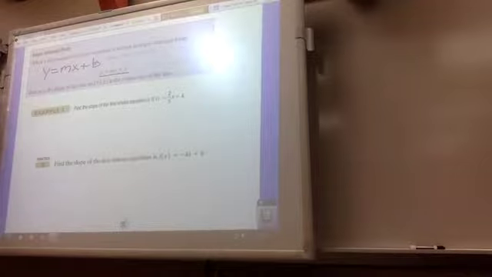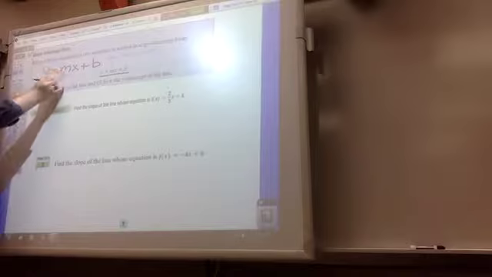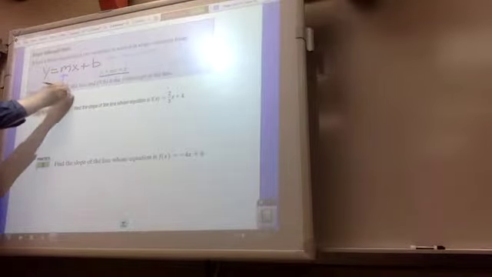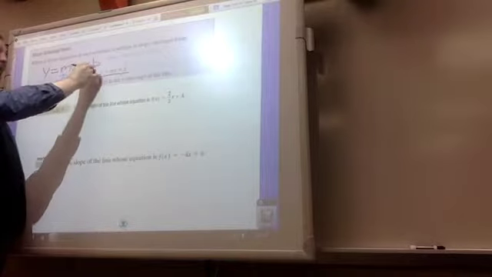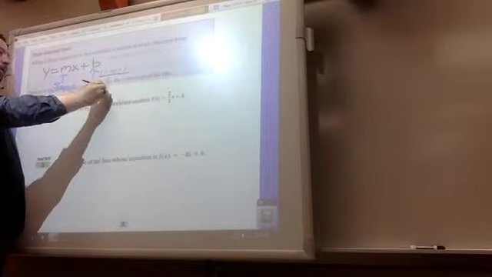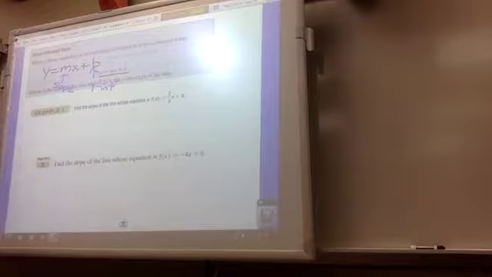The number in front of x, that m, we already talked about, that is your slope. And the number over here by itself is the y-intercept. So you can look at the equation in this form and quickly tell what the slope and the y-intercept are just by looking at the equation.